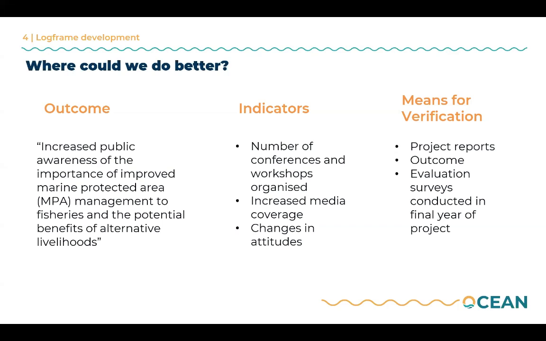And the indicator could be attendance at workshops rather than number of workshops. So that's a really useful point, Leslie. So the number of conferences and workshops organized is basically just an activity, isn't it? So it's not really telling you how well you're progressing towards your outcome. It's better to have that more, understanding the quality of those workshops and whether they've been well attended or people found them useful.